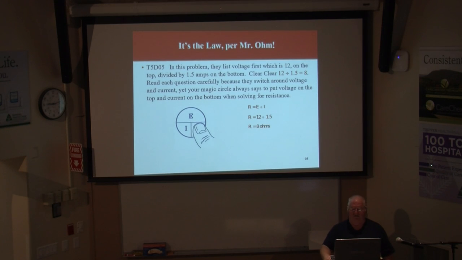In this problem, they listed the voltage first, which is 12 on the top, divided by 1.5 amps on the bottom. So again, it's the top divided by the bottom. So you're going to have 12 divided by 1.5, which is going to give you an answer of 8 ohms. So it's a very simple process once you grasp it. It took me a while to grasp it, but I got there. So read each question carefully because they switch around voltage and current. Yet the magic circle always says to put the voltage on the top and the current on the bottom.